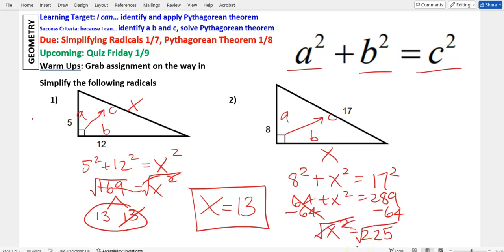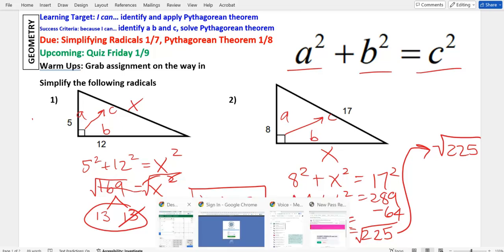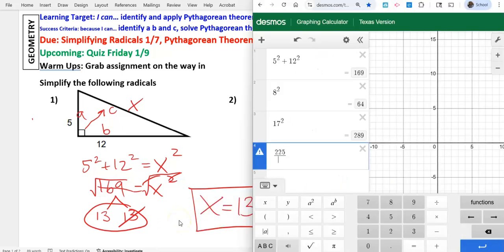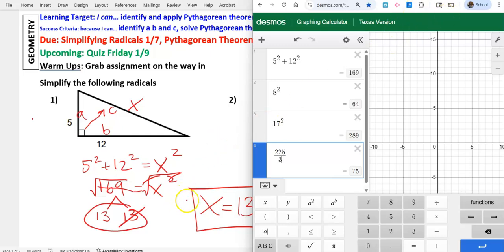Now, hold up. Does 225 reduce? Let's do what we've been doing the last couple of days and do a factor tree. Does 2 go into 225, an odd number? No. 5 does. Likely. But before we get to 5, we want to try 3. Do you think 3 goes into 225? No. Oh, really? Because it does. 3 times 75.